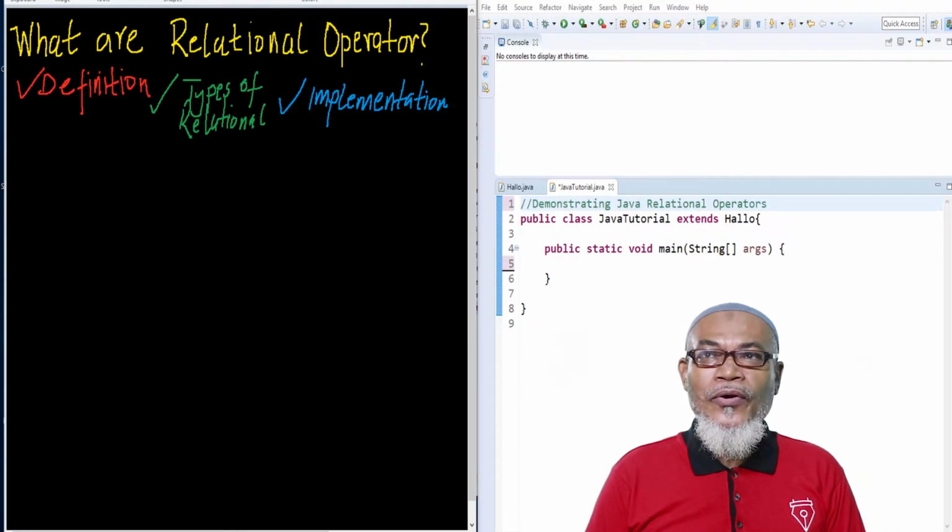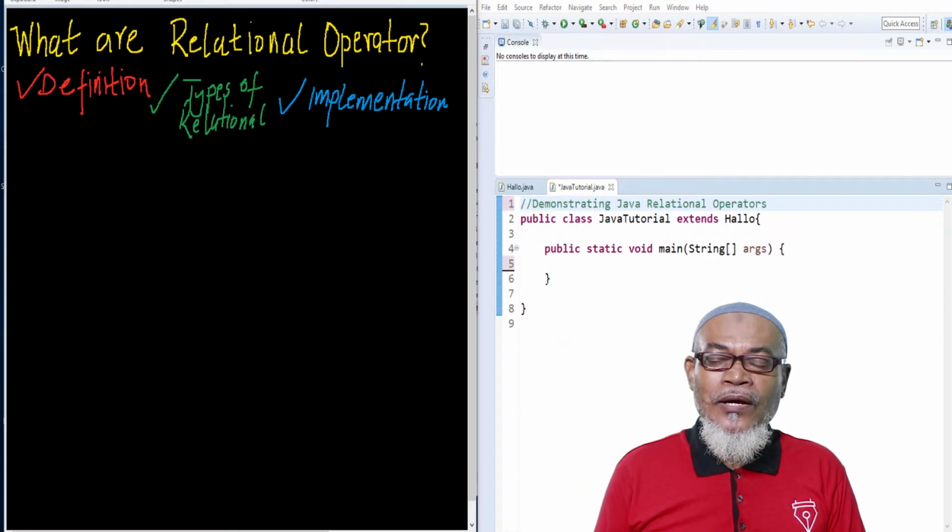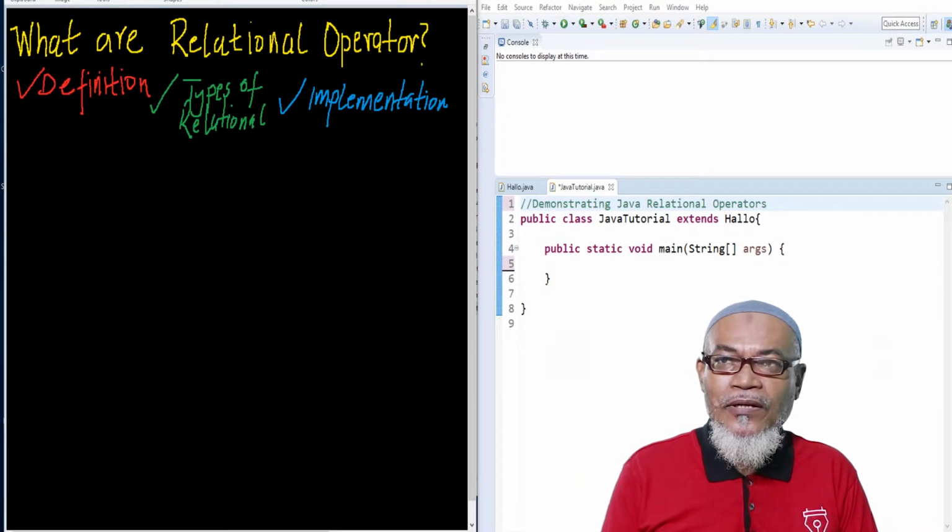Today, we are going to start a new journey and answer our question: what are relational operators? In that journey, we are going to look at the definition, the types of relational operators, and finally use Eclipse to implement those concepts. So let us start with the definition of the relational operator.